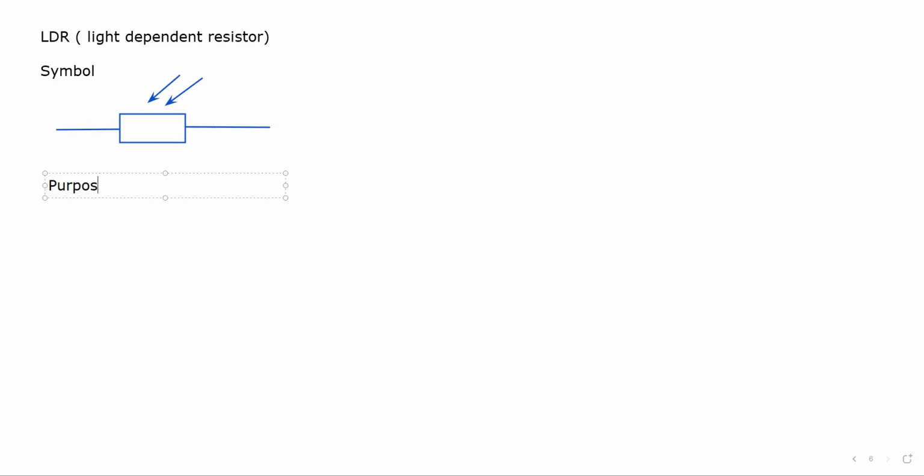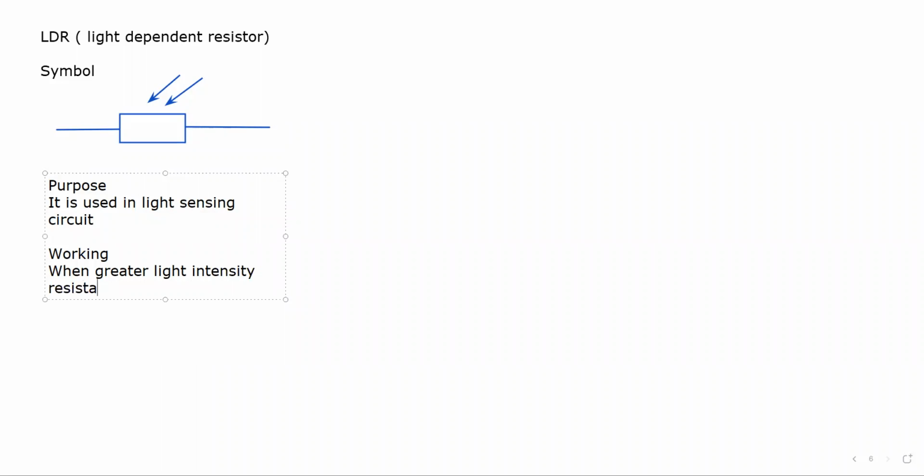The purpose, why we use this: it is used in a temperature sensing circuit. Sorry, light sensing circuit by mistake. And how it works: when there is greater light intensity, the resistance will be low for the LDR, and when it is dark, or lower light intensity, the resistance will be high. That's how it works.